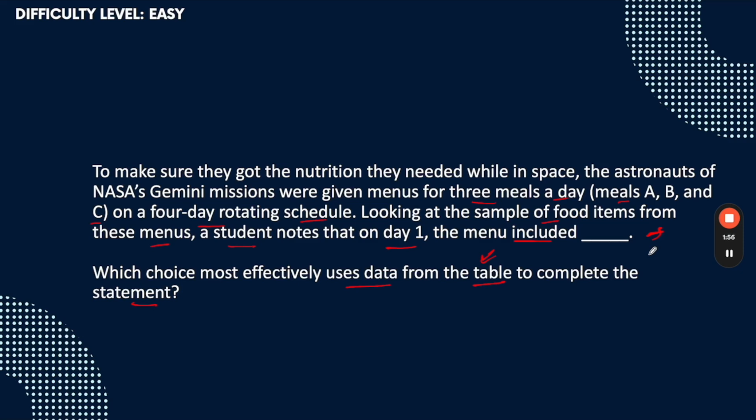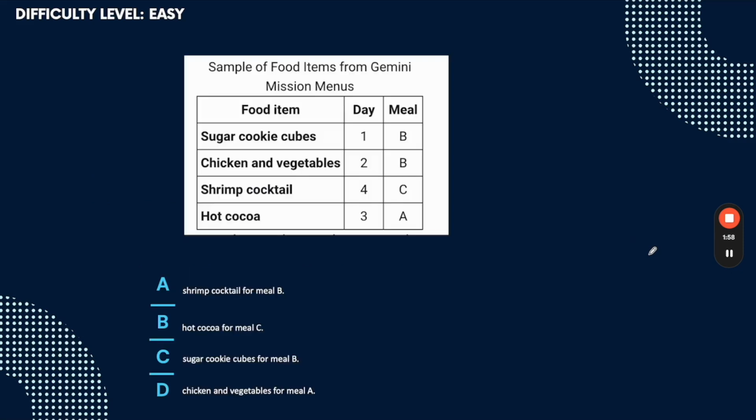Now, with this understanding, we are going to look at the table. Now, this is an easy difficulty level question, so reading the text and reading the table is not going to be a challenge over here. But what I want you to pay attention on is how I'm reading the table or how I'm reading the text. Now, let's pay attention to that process.